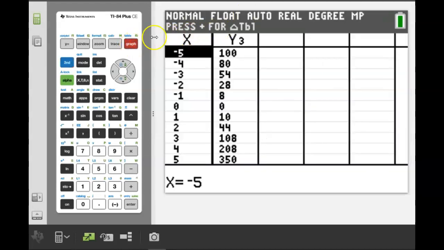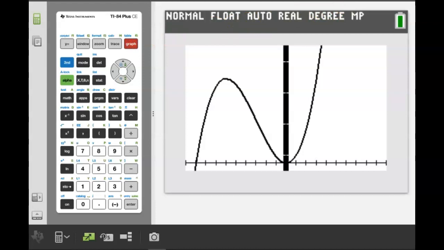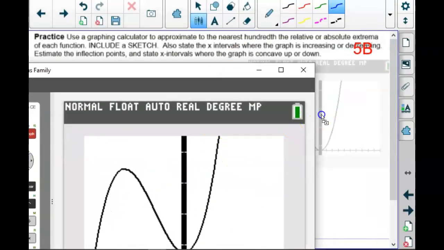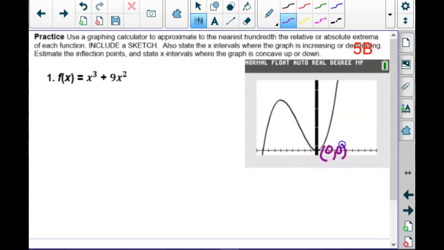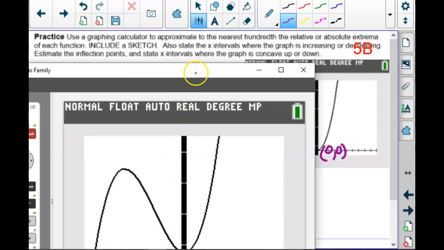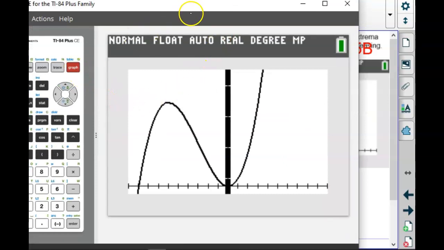Okay, I'm going to pull this down and move this over here. And we had 0, 0 and negative 6, 108. Okay, we need how many inflection points on this? If they're only found between maxes and mins, how many we got? Just one. Anybody want to estimate? Trace along there and see what you want to pick.